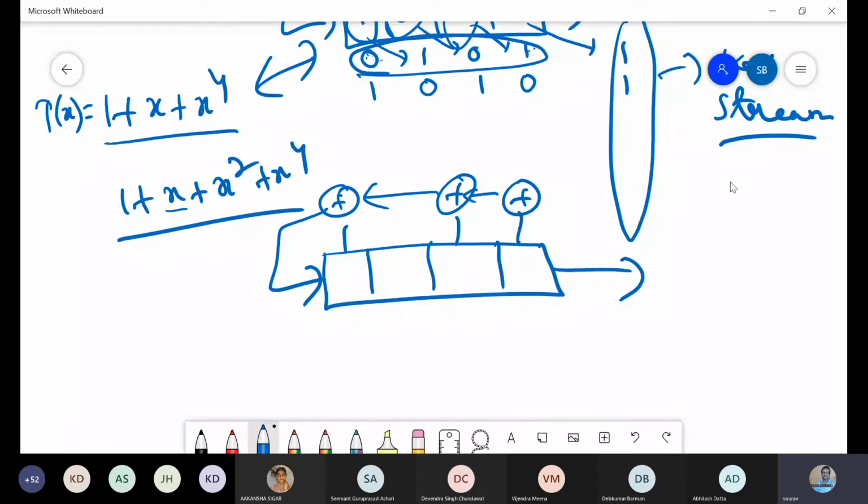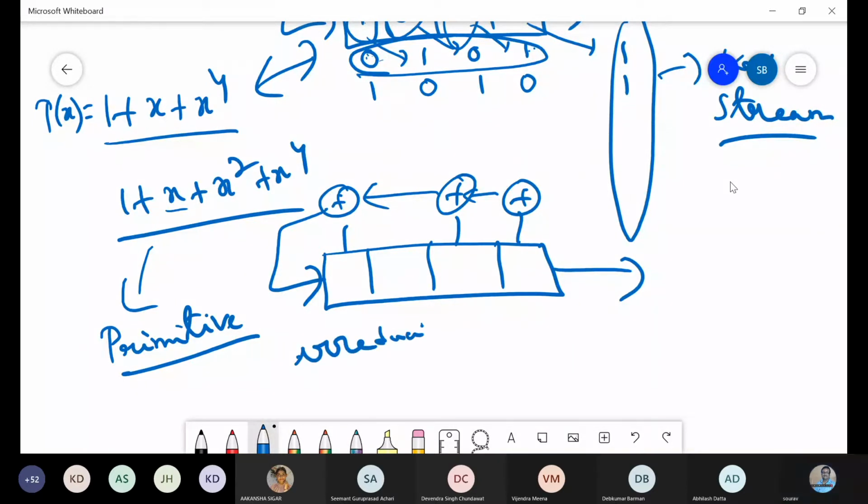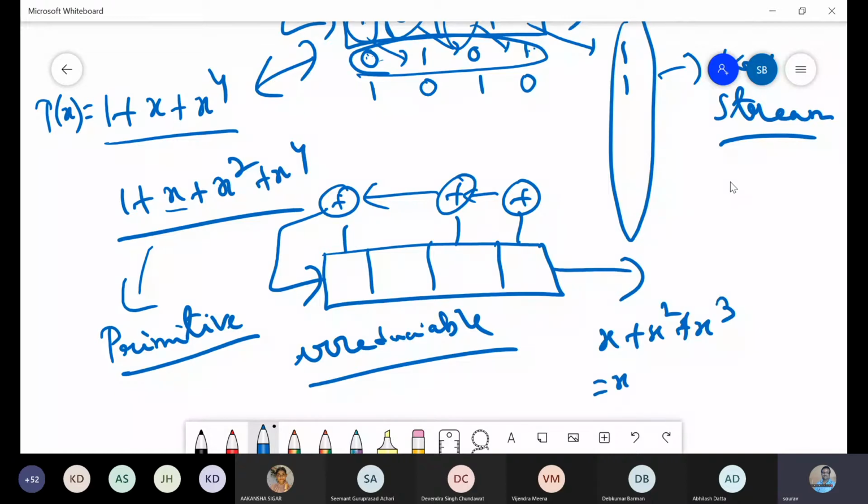So we have seen if this is a primitive polynomial or irreducible, not only irreducible, we need primitive also. So primitive, all these things we will discuss when we talk about some mathematical background. Irreducible means which cannot be reduced further. For example, x plus x square plus x cube is not an irreducible polynomial because it can reduce. We can take x common, 1 plus x square. So this can further reduce.